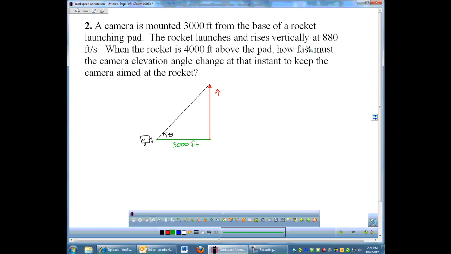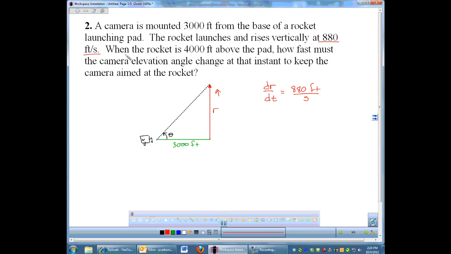The rocket launches and rises at 800 feet per second. Okay, 800 feet per second is a rate, and I'll just call this R for rocket. So we know that the rocket is rising. That length is going to change at 880 feet per second.